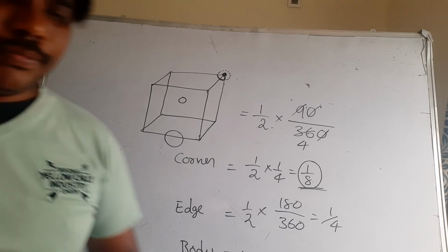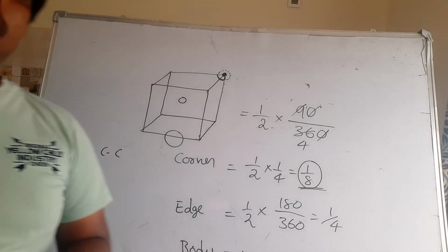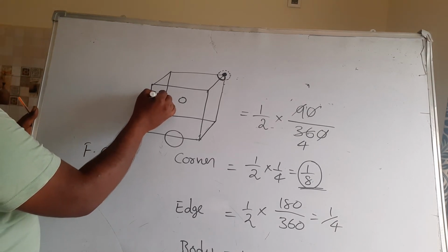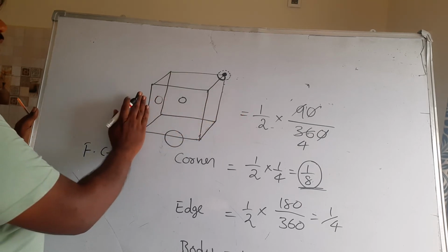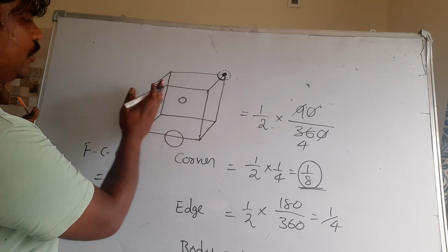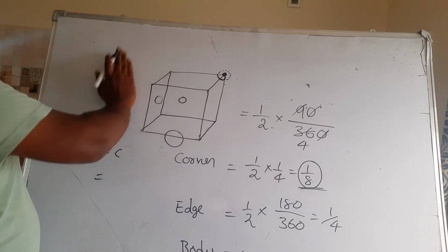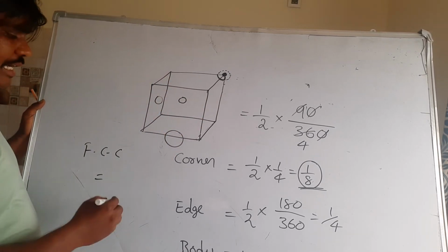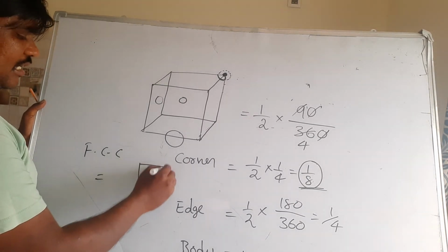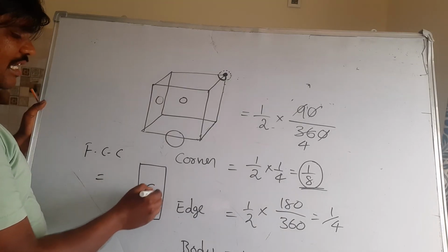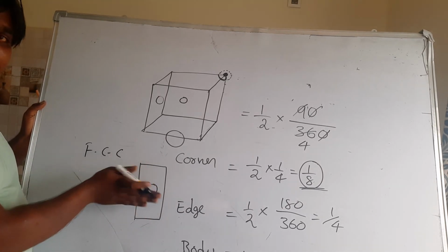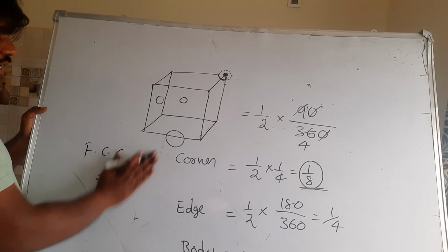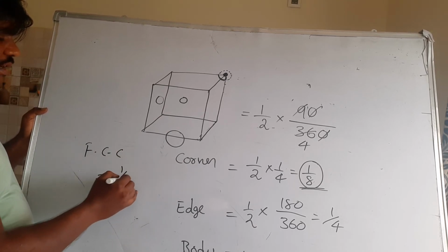Suppose you just assume that a lattice point is over there at the center of the face. You can easily find out that half a lattice point will come into this room, and another half lattice point comes into the other unit cell, right? This is the face center. Suppose the lattice point is here, it means half of the lattice point is in this unit cell, and half of the lattice point will be in another unit cell, right? So the FCC contribution is 1 by 2.